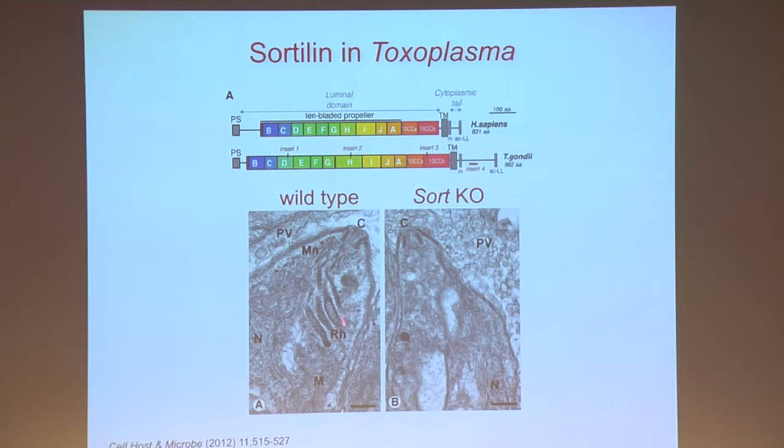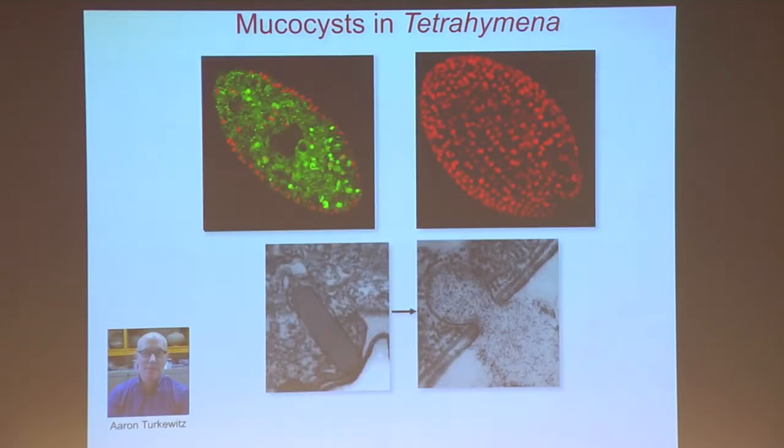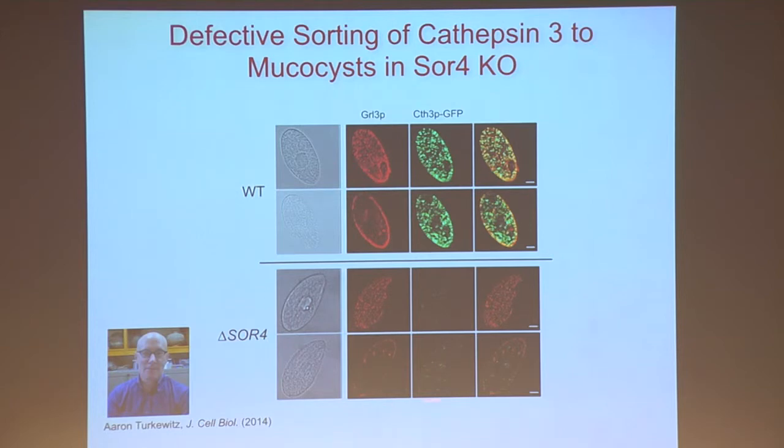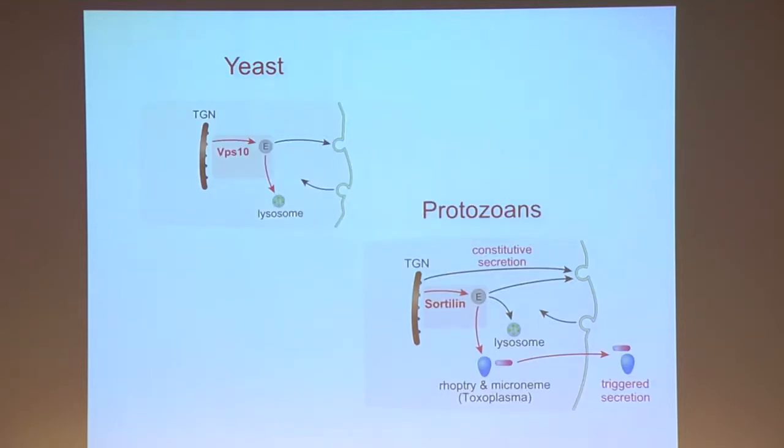And there it is. So this is the wild type. And you see these are the rhoptries here, and these little guys are the micronemes. And if you search this picture here, you don't find them. This is the knockout. Pretty similar phenotype. And then just this year, Aaron Turkewitz at the University of Chicago found a very similar thing in Tetrahymena. There they make these things called mucocysts, and they also have a defect in mucocyst formation when you knock out their VPS10 gene. So what that means is that in evolution, we went from a protein that in yeast was moving things from this sorting compartment to the cell stomach, the lysosome, or in yeast it's called the vacuole, to protozoans where a cousin of this protein changed its function to making secretory organelles.